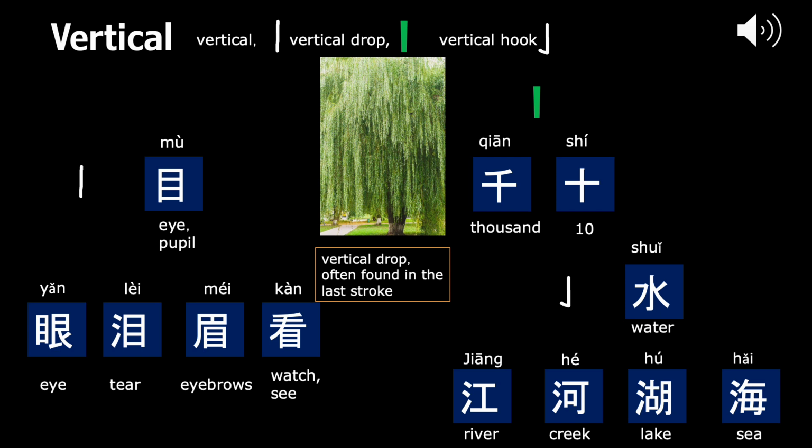Vertical. In vertical category, there are vertical straight, vertical drop, vertical hook. Vertical straight is simple, it's just a vertical line. What I'm showing here is the word of eye, mu, eye, and other words associated with it, 眼, 泪, 眉, 看.